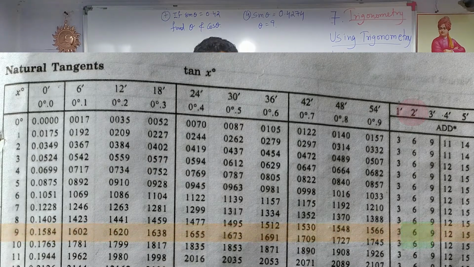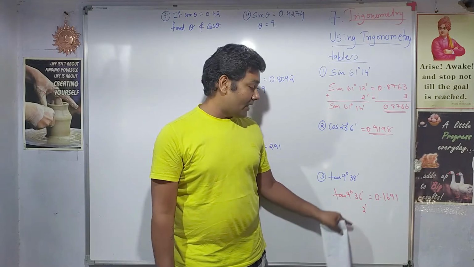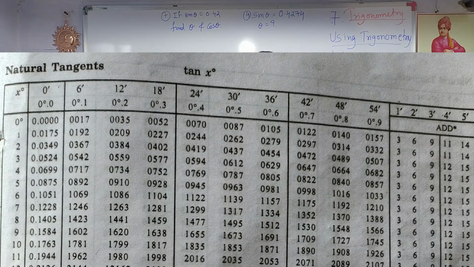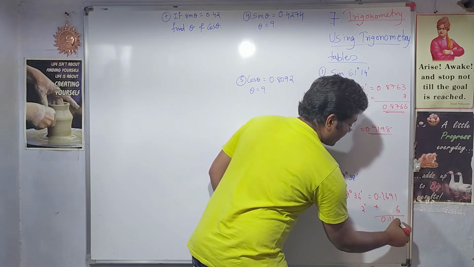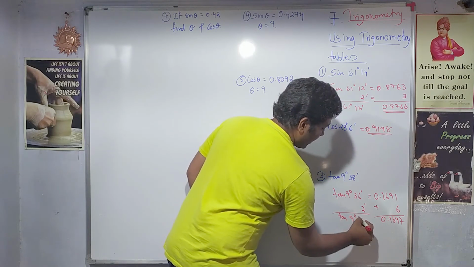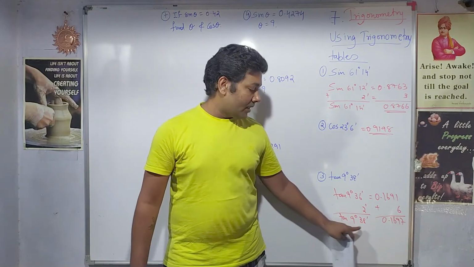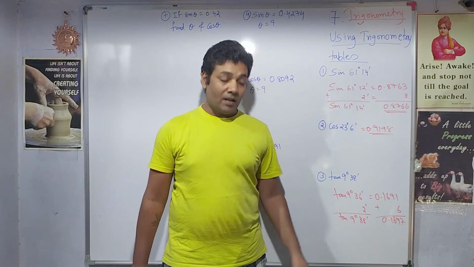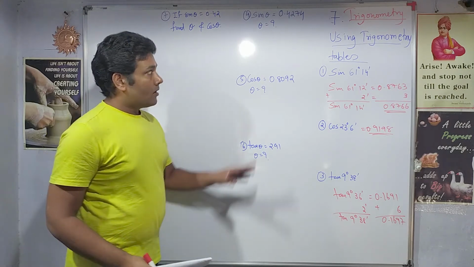On the rightmost corner you find the minutes table, right? And then it is written add. So you will add its value. The value is 6. So on adding you get 0.1697. That is what the answer is for tan 9 degrees 38 minutes. Tan 9 degrees 38 minutes is 0.1697. Right? Then the fourth question, right?